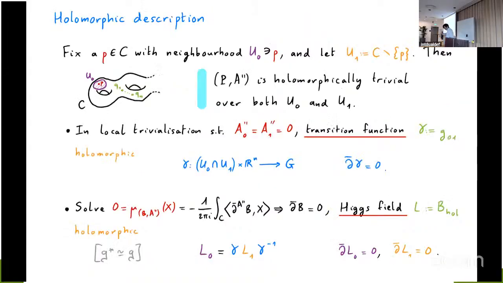So to really go back to the Hitchin system, we need to go back from this smooth description of the Hitchin system in terms of holomorphic rings.